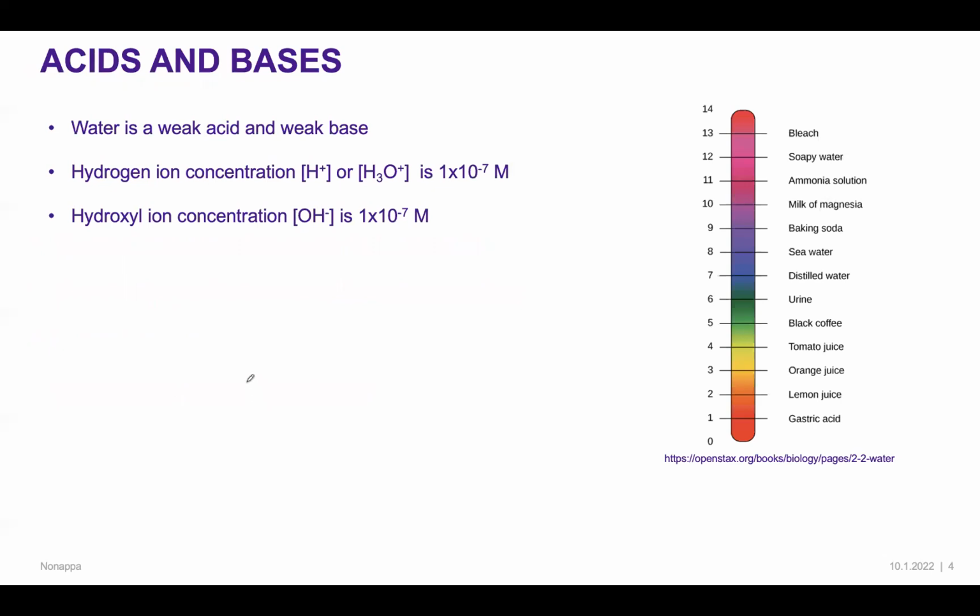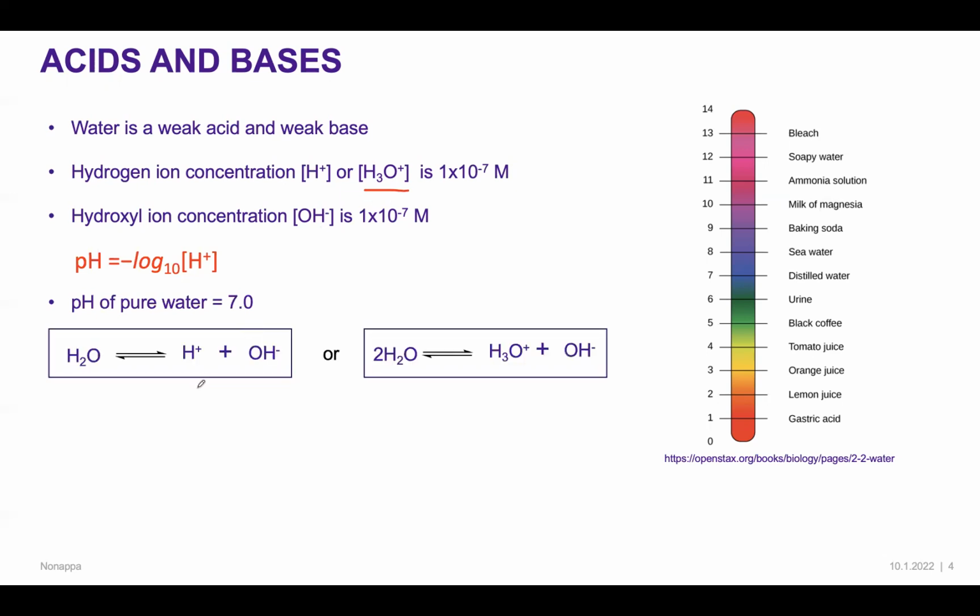Let's start with the acids and bases. As all of you know, water is a weak acid and also a weak base. The concentration of hydrogen ion and hydroxyl ion is 10 raised to minus 7 molar in pure water. We can therefore calculate the pH by using the equation, which is nothing but the negative logarithm of hydronium ion concentration, more precisely. Therefore, the pH of pure water is 7.